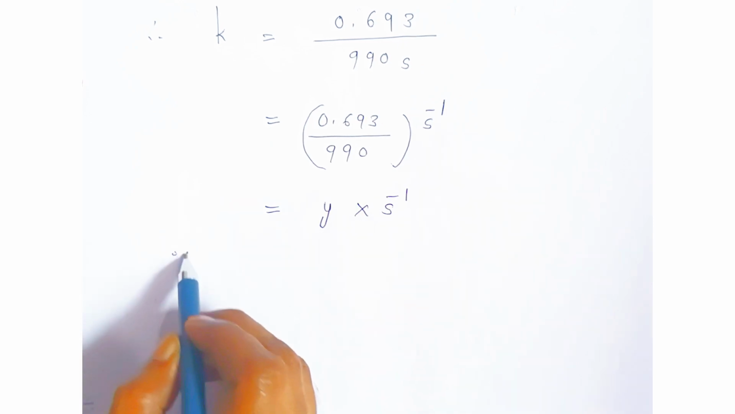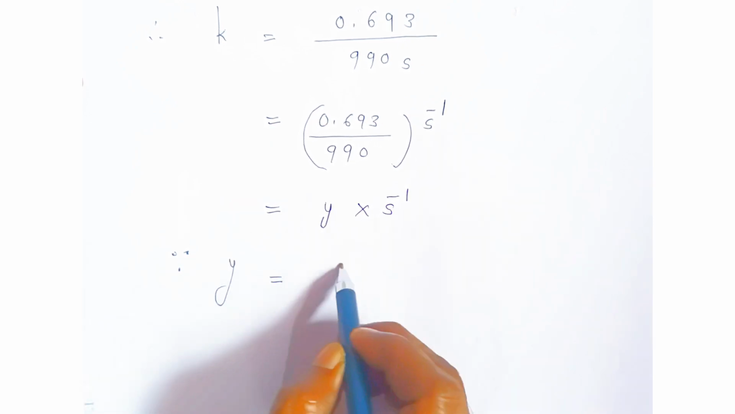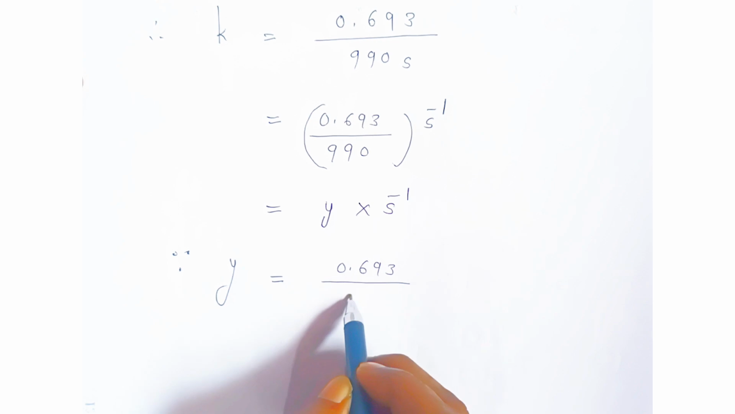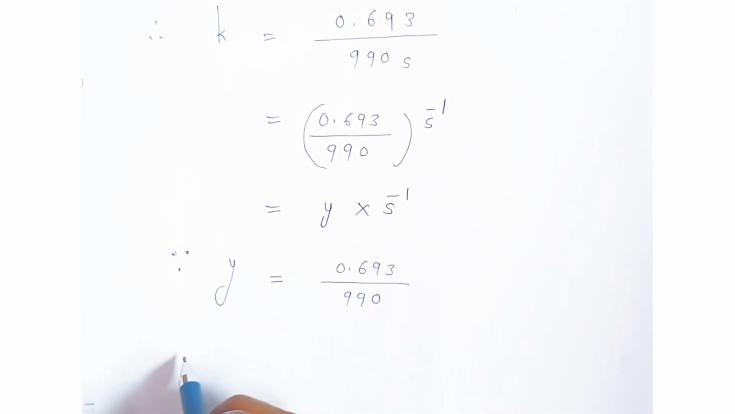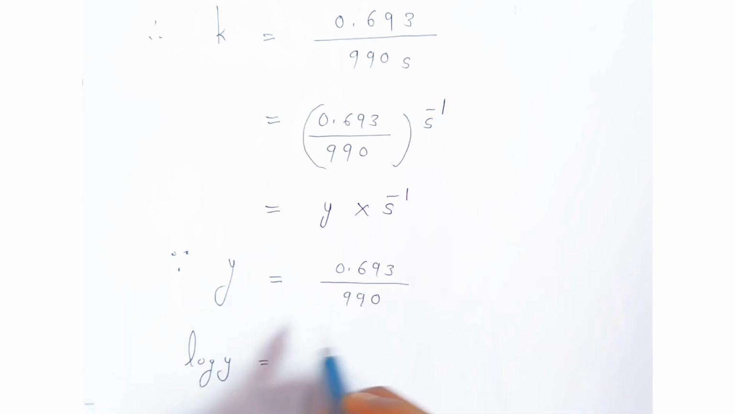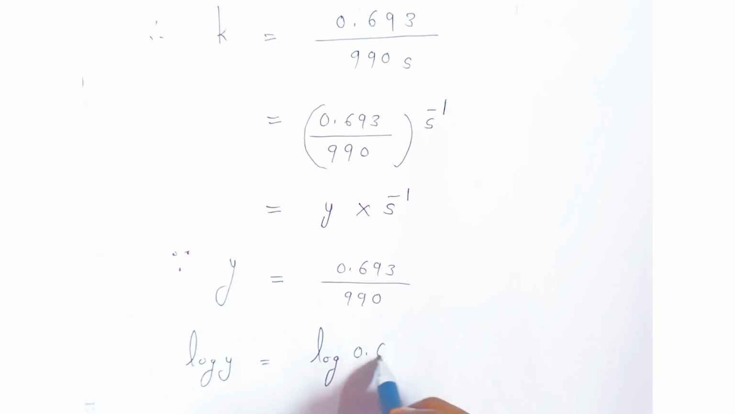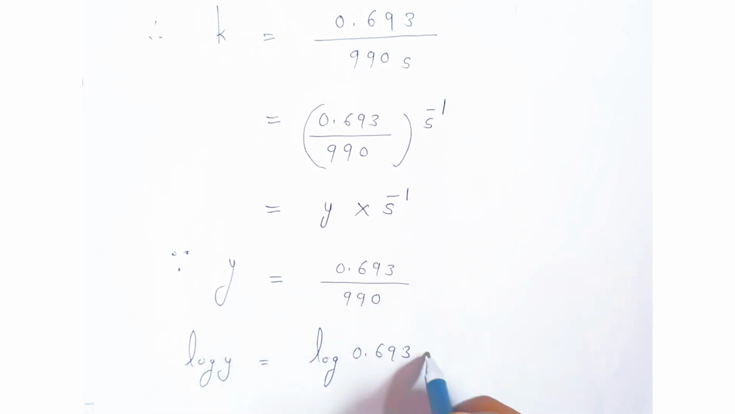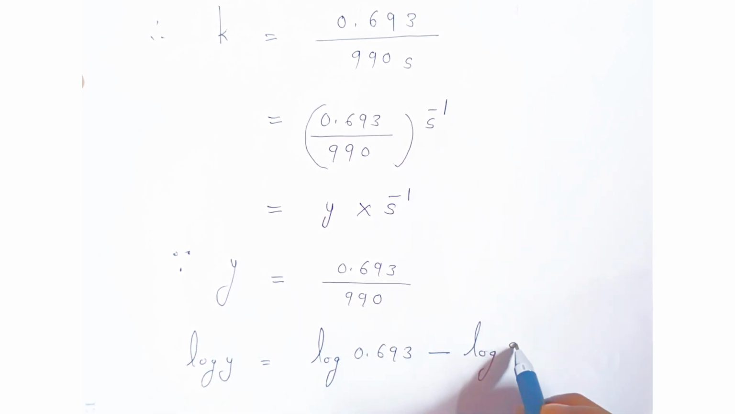So students, this value is y equals 0.693, and we are dividing by 9.19, so you have to take the log on both sides. So this will be log of y. When you apply the log on the left-hand side and right-hand side, students, here it will be log of 0.693. Since it is a division, you have to put minus log of 9.19.